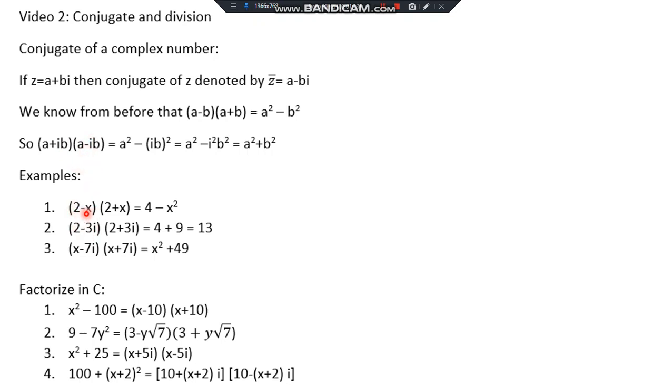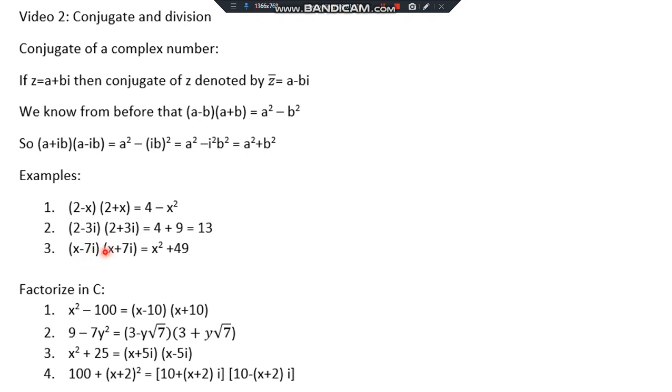Now, 2 minus x times 2 plus x is in the real part, so this is a square minus b square: 4 minus x square. However, if you have 2 minus 3i times 2 plus 3i, this is in complex, so this is directly a square plus b square. So it's 4 plus 3 squared, which is 9, so 4 plus 9. If you want to do it like the one above, it will be 4 minus 3i all squared, i squared is minus 1 times 9, minus minus 9, it will be plus 9. Instead of doing it that way, directly for 2 minus 3i times 2 plus 3i, you do 4 plus 9.